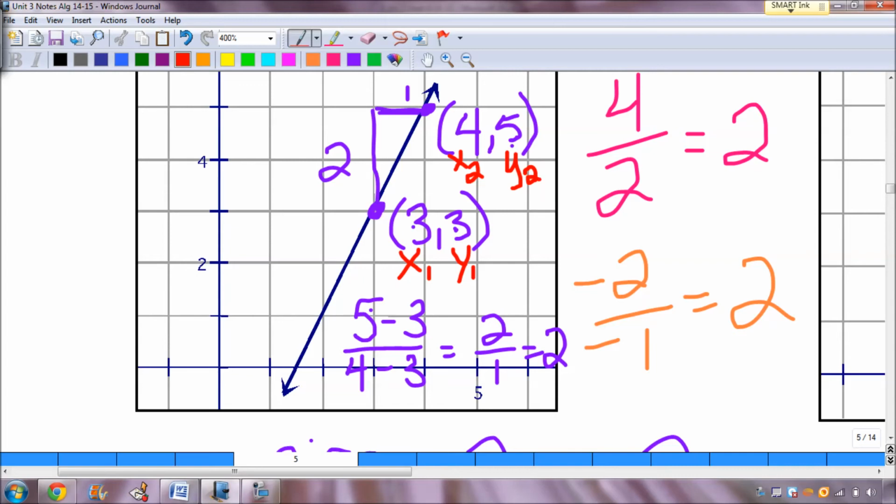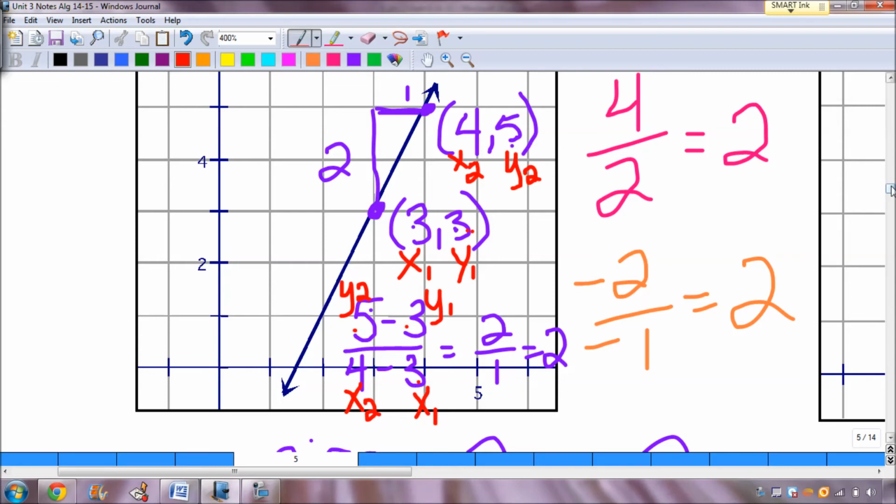So if you guys notice right here, this 5 is really just y2, right? And this 3 right here came from this y right here, so it's y1. And then this 4 right here is your x2, and this 3 right here was your x1. Okay, and that's the formula for slope.